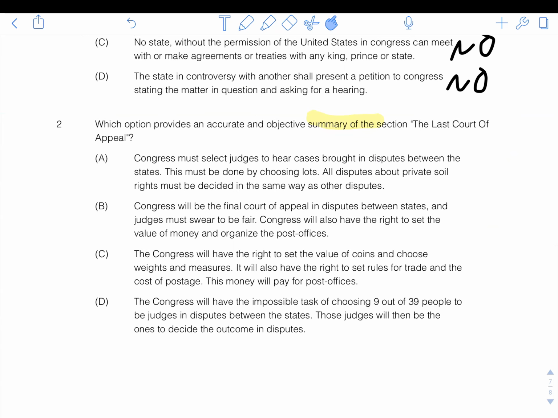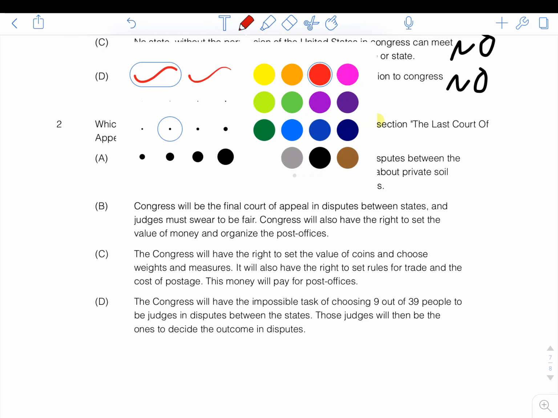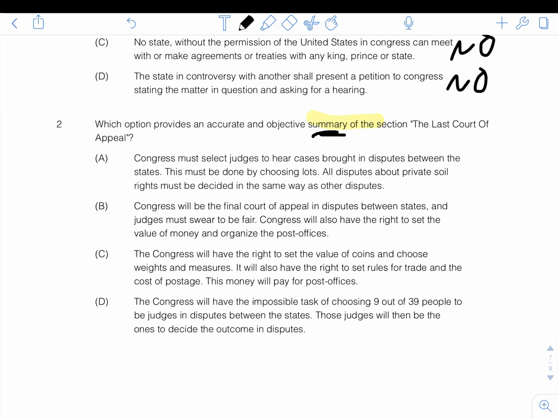A, Congress must select judges to hear cases brought in dispute. That's more of a detail. So we're looking for a summary, right? So the question asks us about a summary, and this is more detail. So we're going to say no.